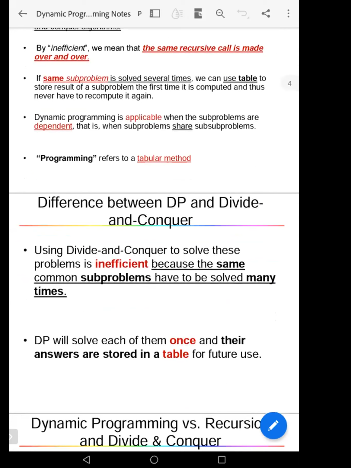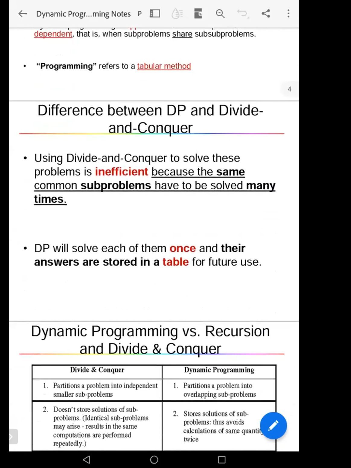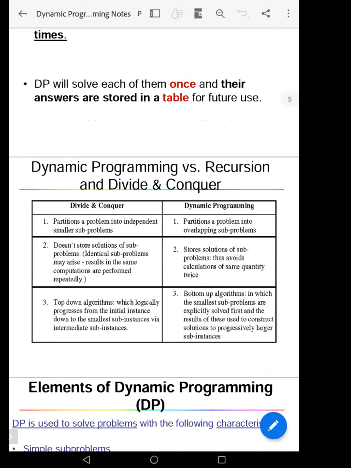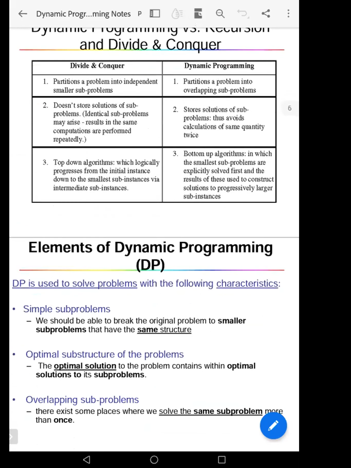Dynamic programming is applicable when the subproblems are dependent, that is, when subproblems share subproblems. One subproblem can share another: for the solution of one subproblem, we need to use the solution of another subproblem. Now, this is the basic difference between dynamic programming and recursion. In divide and conquer, we partition a problem into independent smaller subproblems, whereas in dynamic programming, we partition a problem into overlapping subproblems. Here, we do not store the solution of the subproblem, but in dynamic programming, we store the solution of the subproblem.